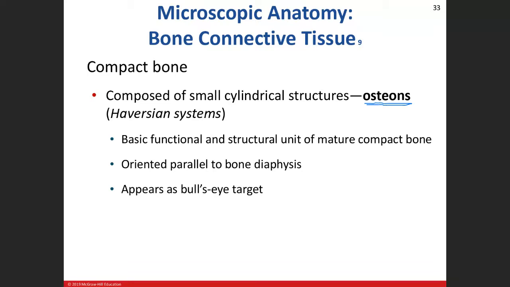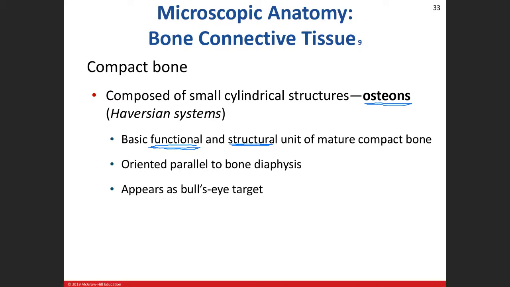So we mentioned that it is the basic functional, what does that mean? Functional means that's the physiology aspect of this tissue. And then basic structural unit, that's going to be the anatomy. So this osteon plays a big role in both the anatomy of bone and the physiology of bone. Because bone is our organ when we're talking about the skeleton.